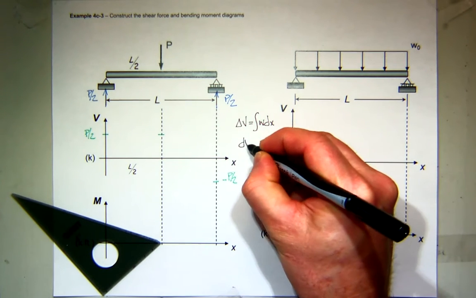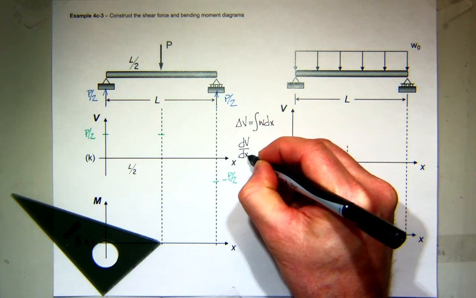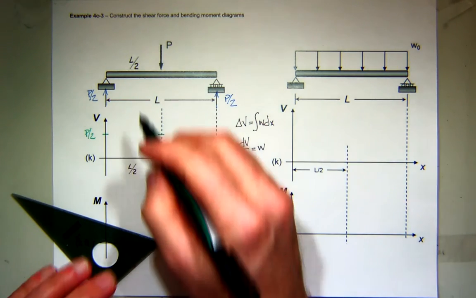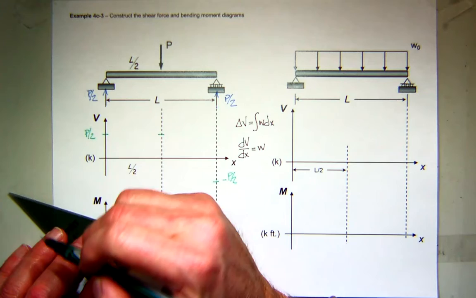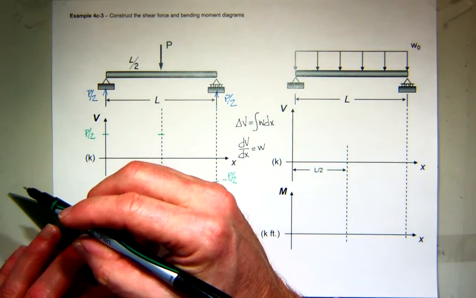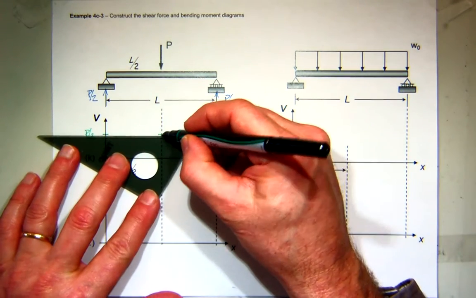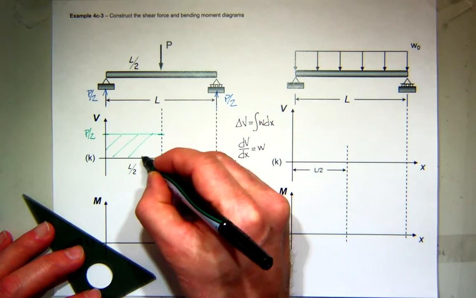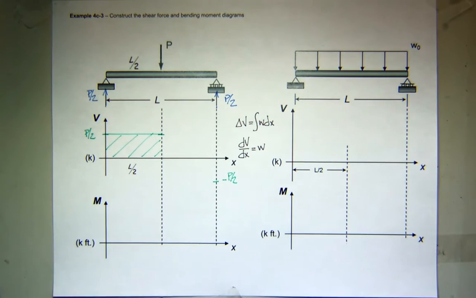What is the slope of my shear diagram? Well, it should be the value of the load everywhere. What's the value of the load in the first segment? 0. So I have a curve here of 0 slope. So that says over the first half of the beam, shear is constant.